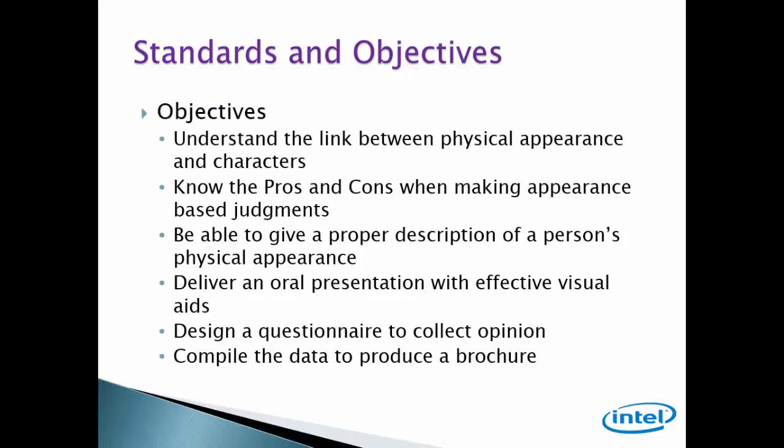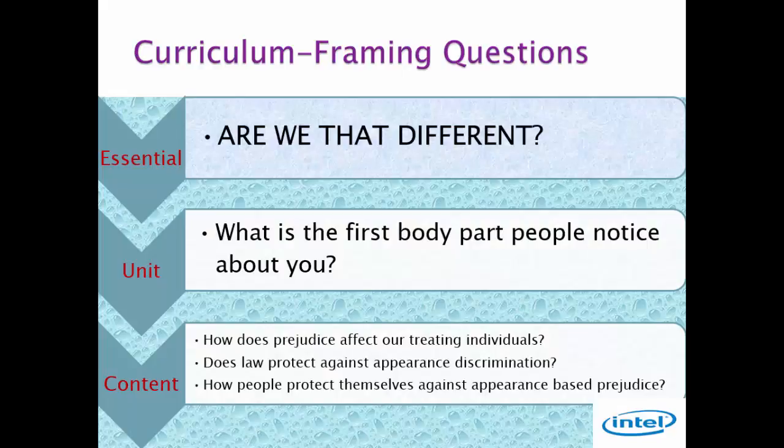Next, about the standard and objectives. Here, I provide them with 6 objectives. Most noticeably is about knowing the pros and cons when making appearance-based judgments, and also delivering oral presentations with effective visual aids. Design questionnaires to collect opinions about how people make judgments about others' physical appearance, and finally compile the data gathered to produce a perfect brochure.